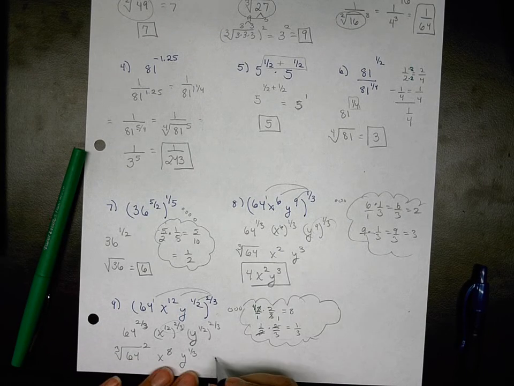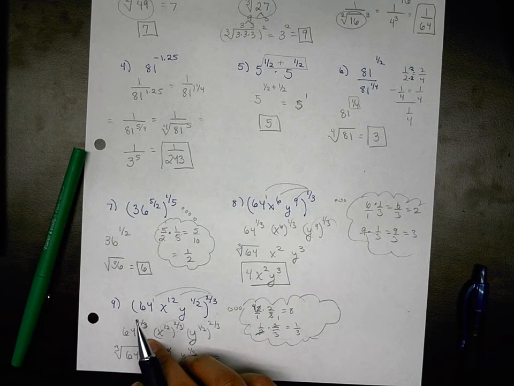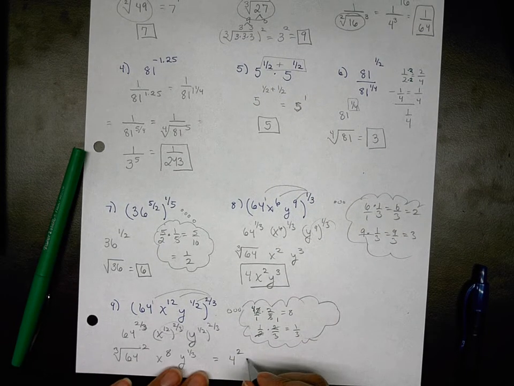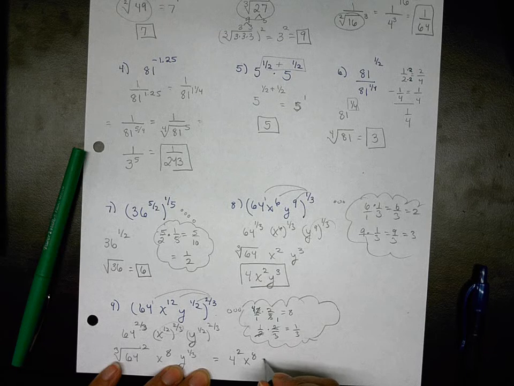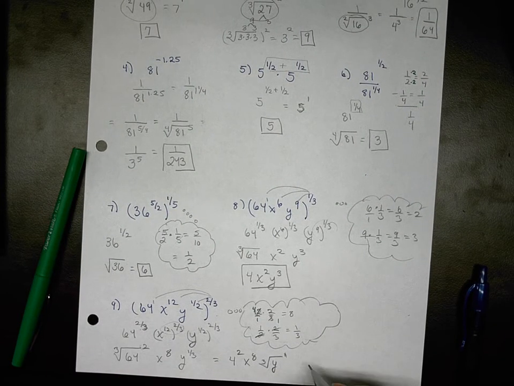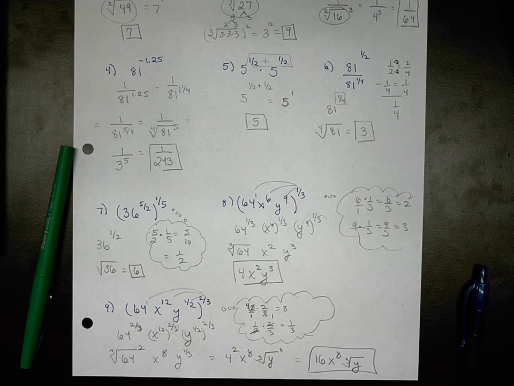Okay, we're going to clean this up. Cube root of 64 is 4. We've done that before already. Cube root of 64 is 4, but 4 is still squared. X to the 8th, cube root of y. I'm just changing that to radical form. Cube root of y. There's a power of 1 there, but it's not necessary. It's okay if you write it, but it's not necessary. 16 x to the 8th cube root of y.